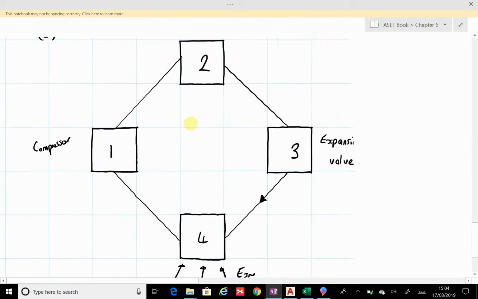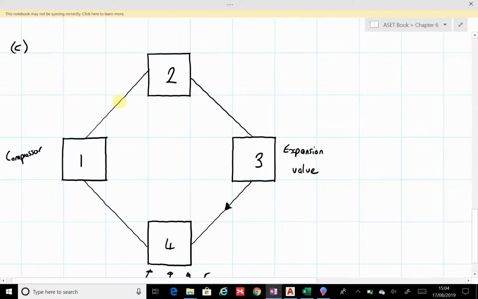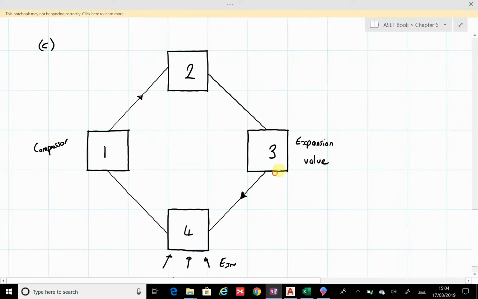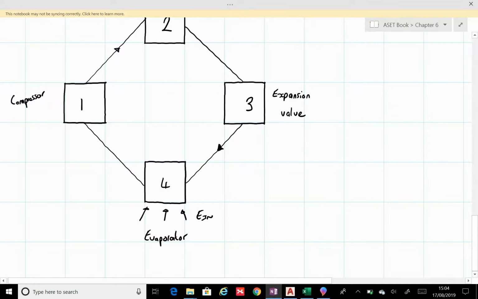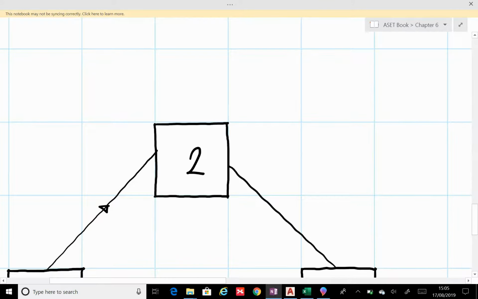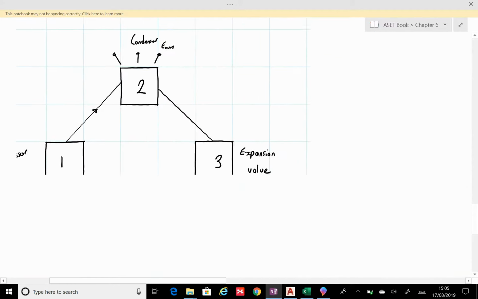Once the refrigerant has gone through the compressor, it can then be pumped across to component 2, which of course is really the opposite of the evaporator. So instead of taking energy into the system, component 2 must be taking energy out of the refrigerant, and that component is of course the condenser, which is taking energy out of the refrigerant.